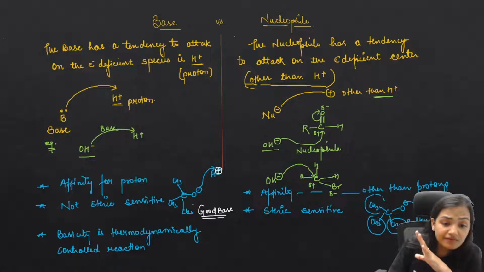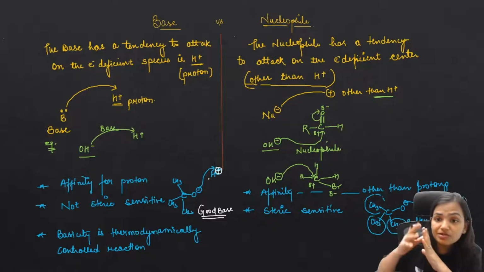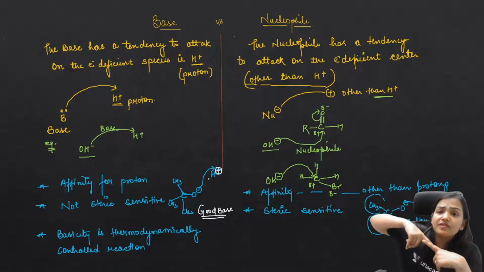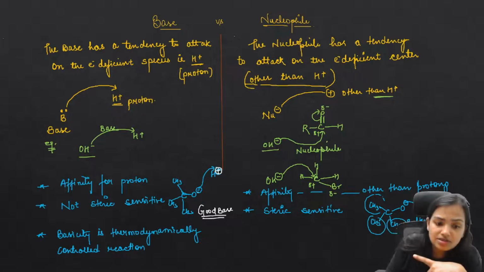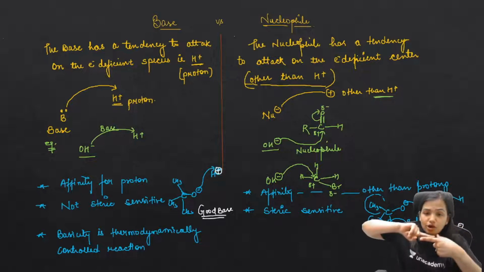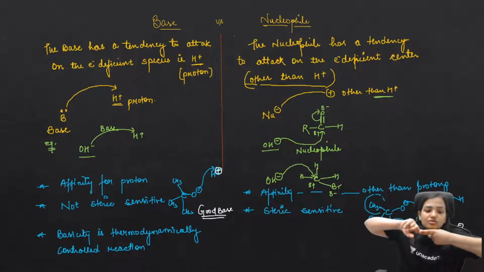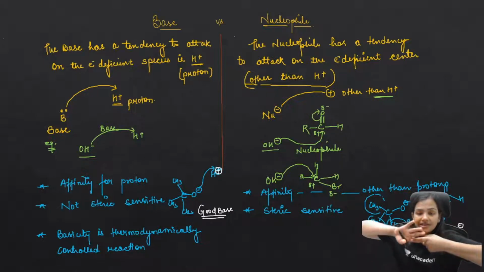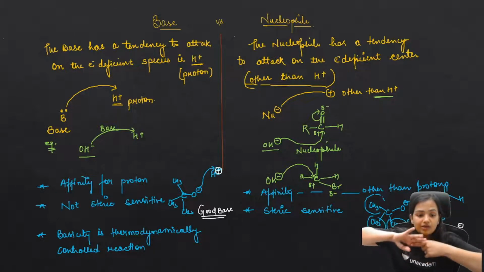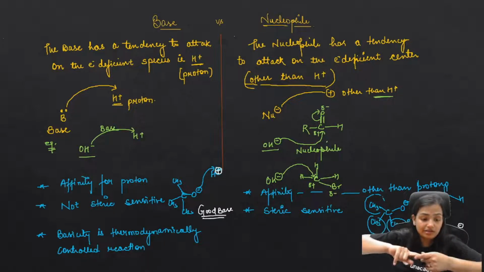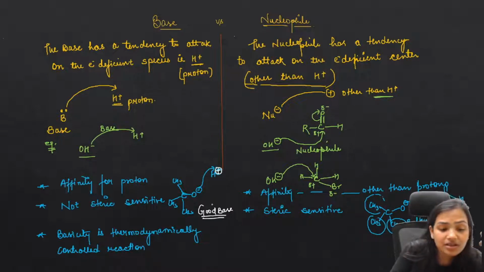So if there is a formation of this as a product, this bond is going to be very, very strong, because this is O negative and this is H positive. These are opposite in charge and they will form a very, very strong bond. So this is going to be a thermodynamically controlled reaction, meaning it will be stable over heat and light. If you give a large amount of energy, this bond is not going to be broken very easily. So this is going to be a stable product. Basicity is a thermodynamically controlled reaction.